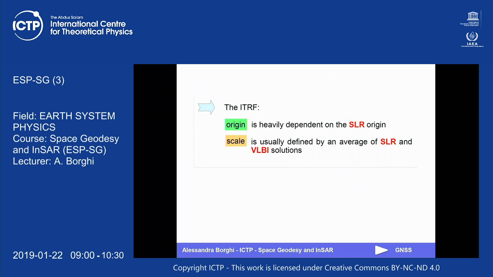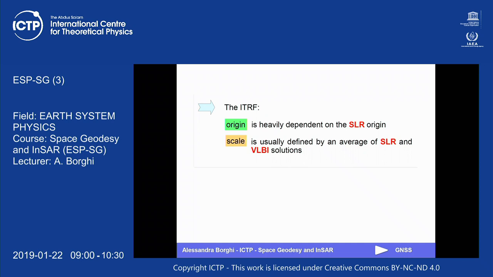Okay. How do we define the international terrestrial reference frame or system? I use F, but it's better to use S. Sometimes I'm going to check. I'm going to correct. You can correct your notes, and I'm going to correct the slide. It's S, because we are speaking about the definition of this.